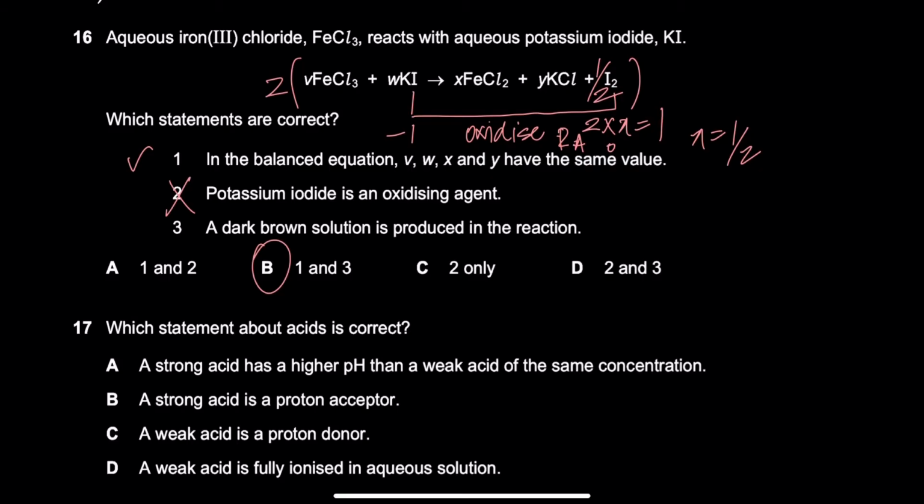But let's check it out. A dark brown solution is produced in the reaction. Yep, it is, because potassium iodide is going to oxidize itself to reduce something else, and when it gets oxidized, the I2 aqueous will be brown, right? That was the observation for KI.